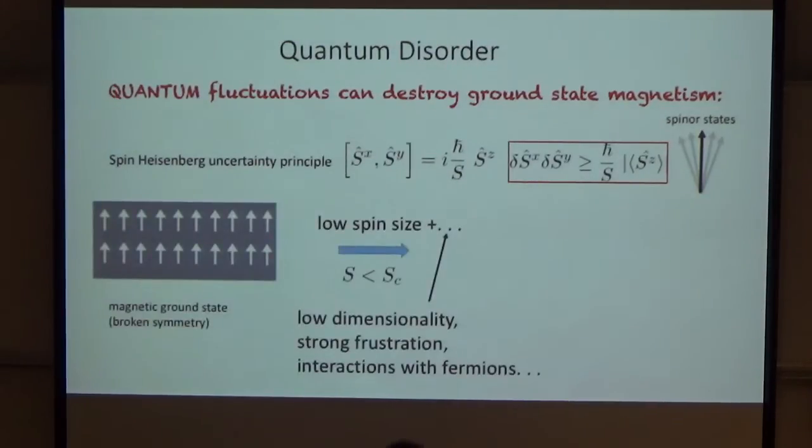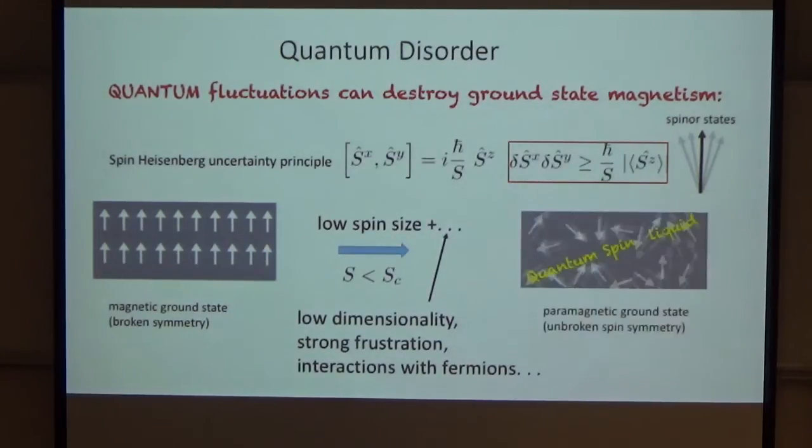Well, it means that if you have some magnetic system at low temperature, you change the size of the spin somehow. But in fact, you can't change the size of the spin, of course, as given to you by the atomic physics. But what you can do is add to the Hamiltonian strong frustration, interactions with fermions, and you also should be in low dimensions. When that happens, even at zero temperature, a magnet can become disordered. You can think of it as the magnet being now in a quantum superposition of spins in many directions.